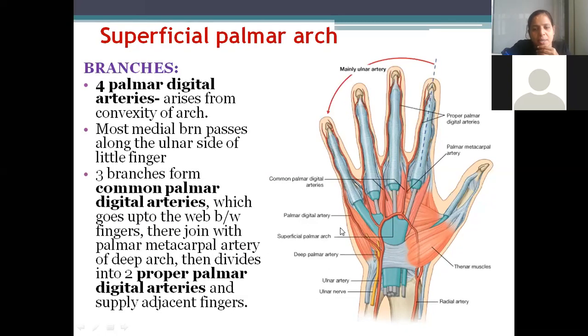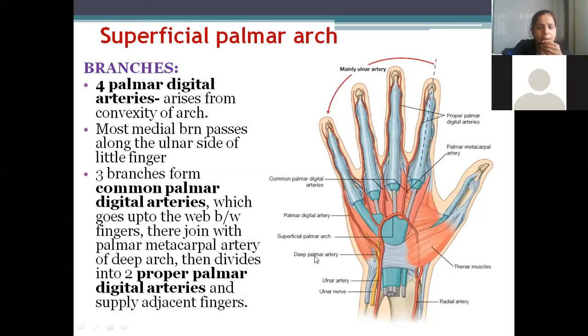Now, these are the four branches which I already told you. Without reading anything, you will be able to tell. One is the palmar digital artery, which is moving towards the little finger. These three, CP word you remember, C and P. C means common palmar digital. At the cleft, they are dividing into proper palmar digital arteries. Like that, they are going and supplying 3.5 digits. So overall, we have these four palmar digital arteries.